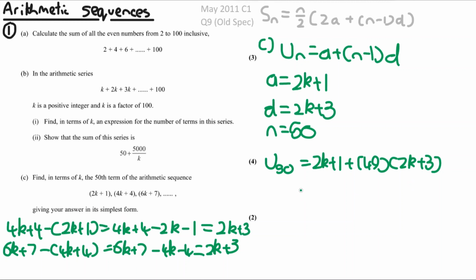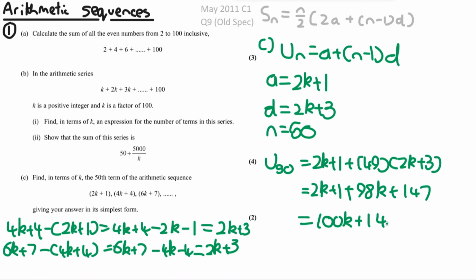So this is going to be equal to 2k plus 1 plus, and then 49 times 2k is going to be 98k, and then 3 times 49 is going to be equal to 147. So if we simplify, 2k plus 98k is going to be 100k, and then 1 plus 147 is going to be 148. So u50 is going to be equal to 100k plus 148, and that's going to be the final answer in the simplest form.